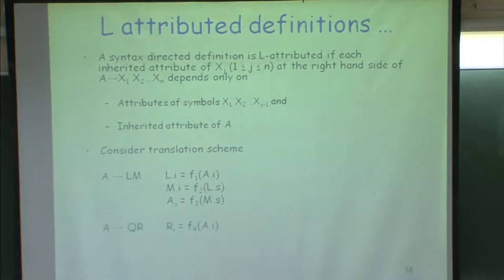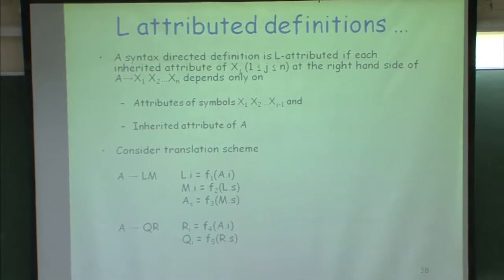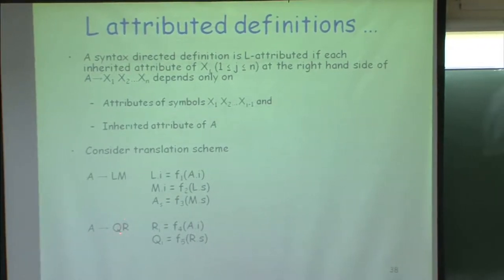Okay, what about this? A production says A goes to QR, and there is an attribute equation which says R inherited is a function of A inherited. Is that okay? Any violations of L-attributed definitions here? No. What about this? Q inherited is a function of R synthesized? No, it's a violation, because now the inherited attribute of Q is being defined in terms of attributes of a right sibling. So this is not an L-attributed definition. And A synthesized as a function of Q synthesized is fine.